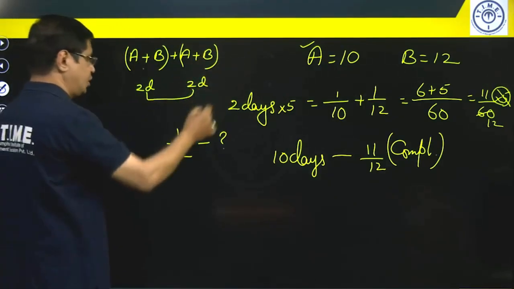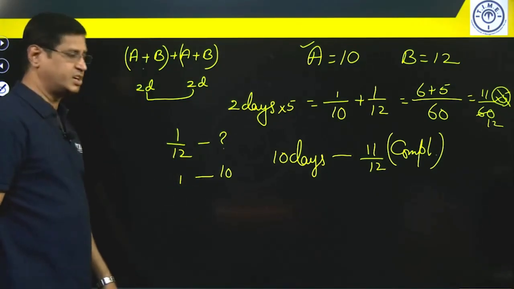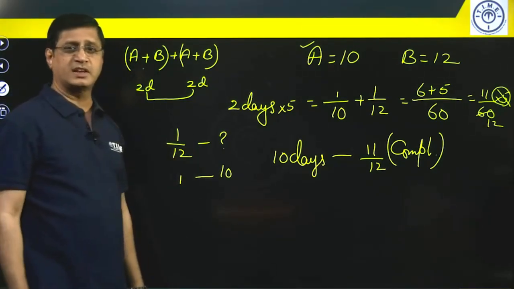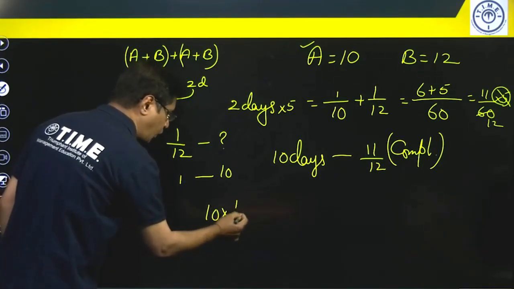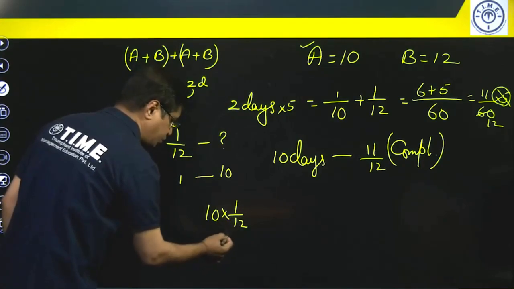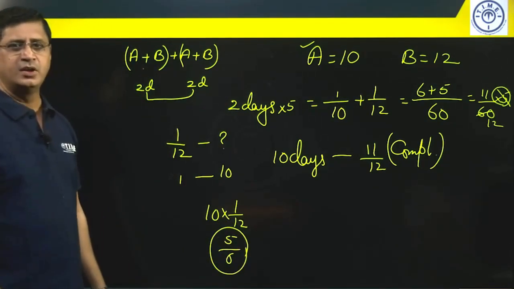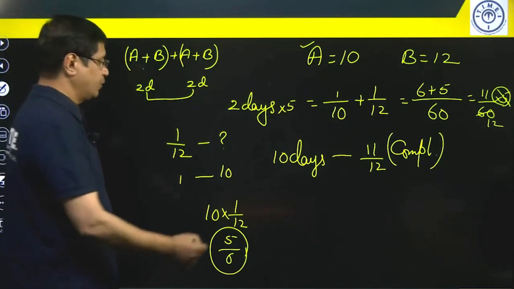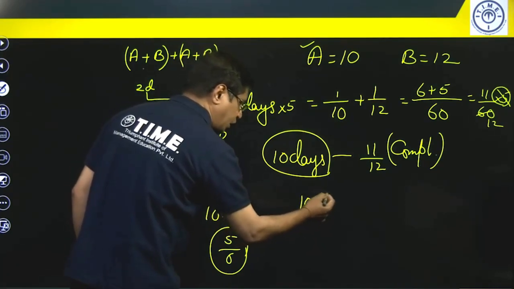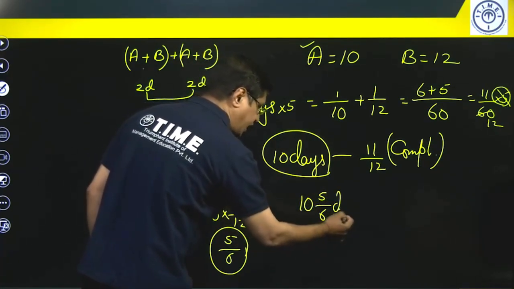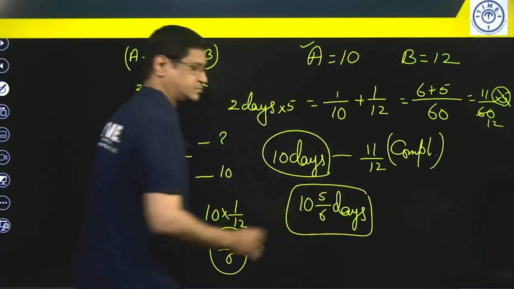A's capacity: the whole work he can finish in 10 days. Then the 1/12th part of the work he can finish in how much time? 10 into 1/12, which is equal to 5/6. The remaining part of the work is completed in 5/6th part of a day. Now 10 days plus 5/6, that is 10 5/6 days. So this is the answer for this question.